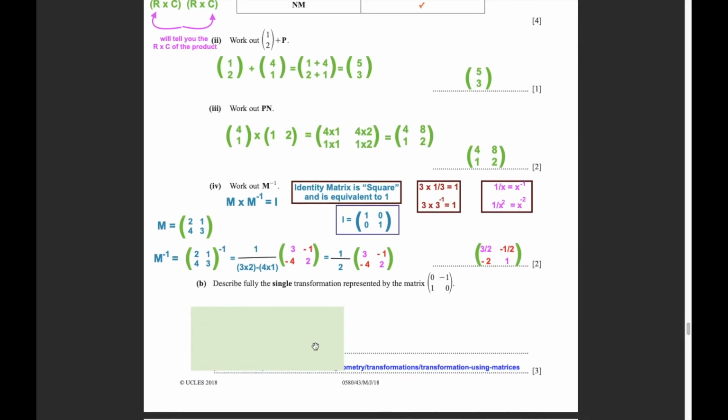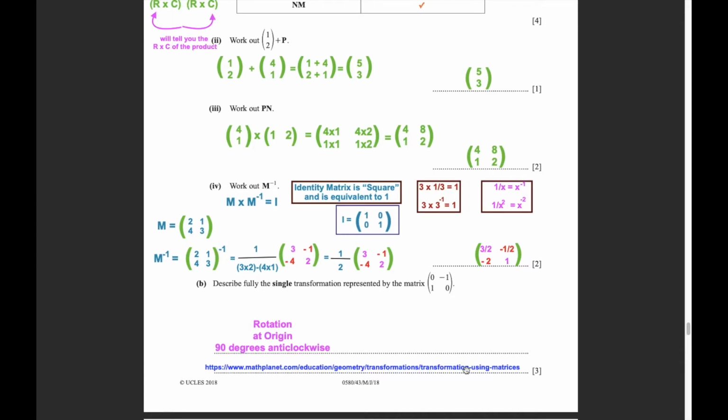Describe fully the single transformation represented by this matrix. So when you look at this matrix, you should know that it is a rotation matrix, and it rotates at the origin, and it's 90 degrees anti-clockwise or counterclockwise. So you notice that it's 3 marks, meaning that you should mention 3 things. Now this is something that you should memorize.